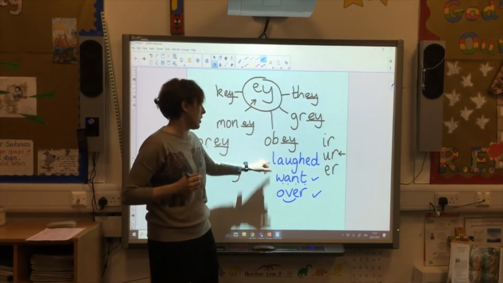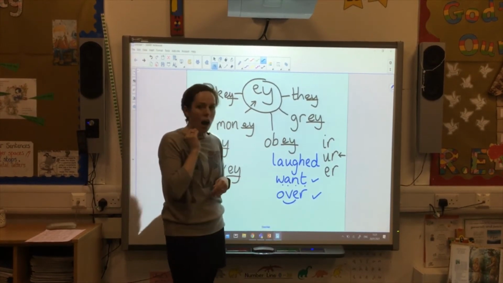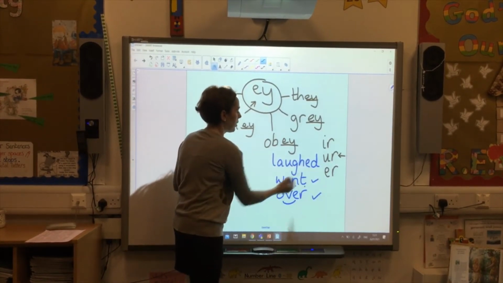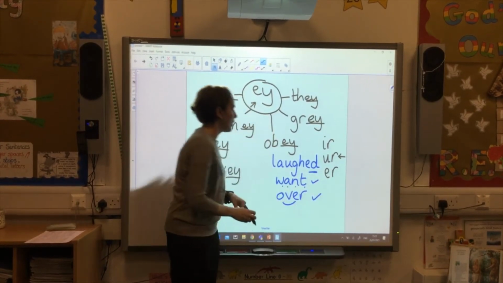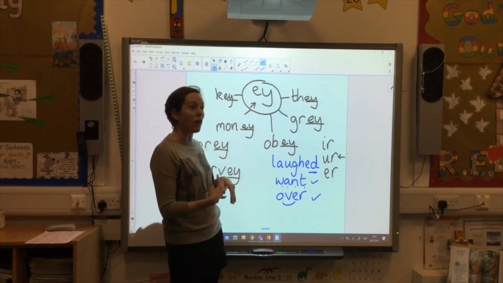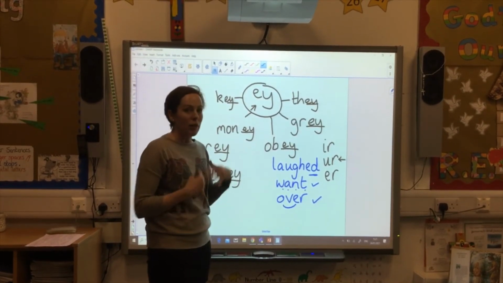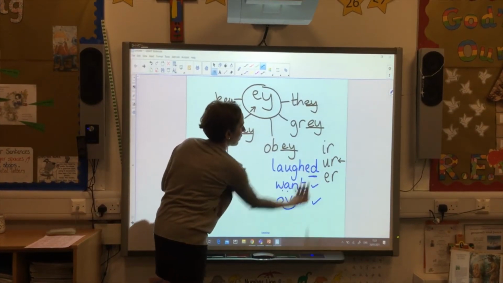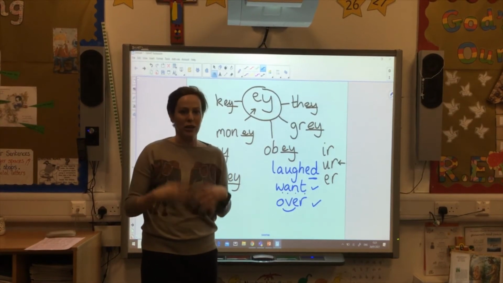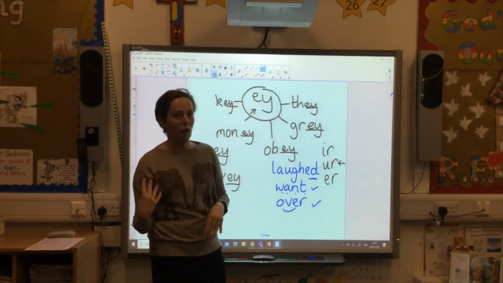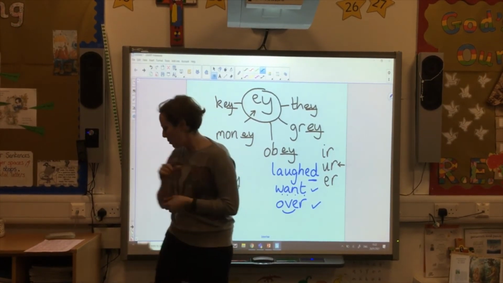Good. Now for the tricky one, and I think we need to try and learn this as a sight word. Laughed. So that's because of this suffix. It's in the past. Laughed. I laughed at the joke Mrs. Heath told me yesterday. But if it's in the present tense, we don't have the ed. We just have laugh. You can make me laugh with a joke now, but yesterday I laughed at the joke Mrs. Heath told me. Okay? You'll do more of that when you get a little bit bigger. Don't worry.